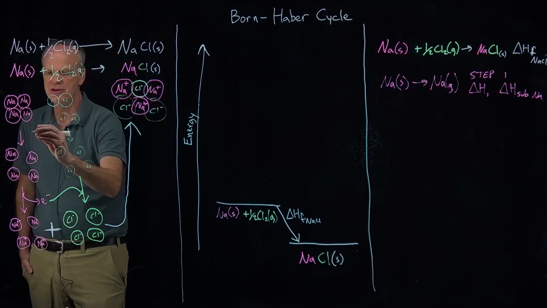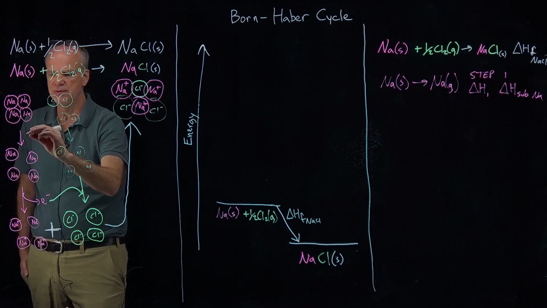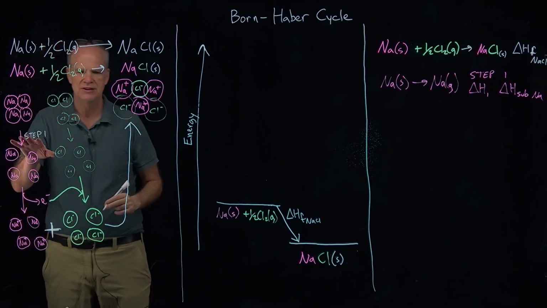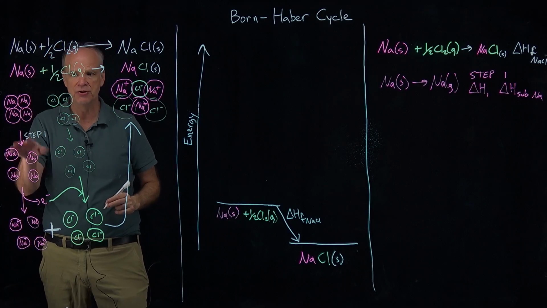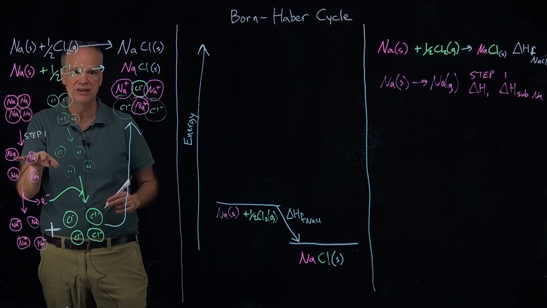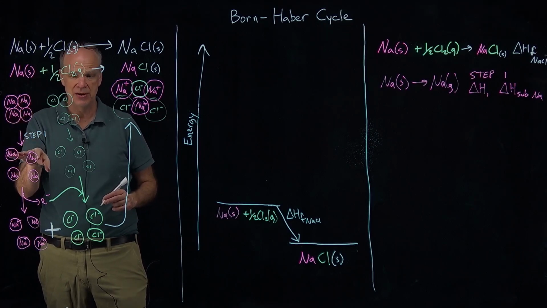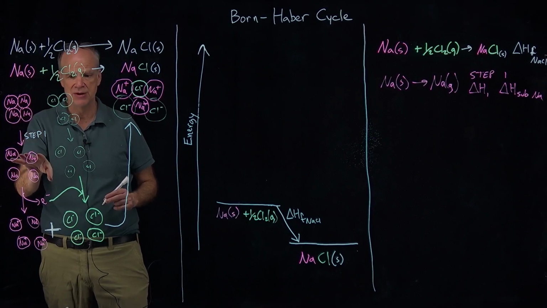So the first step here is usually taken as taking solid sodium metal and turning it into a gas. And so when you take a solid and take it directly to a gas, meaning you skip over the liquid phase, you just go from solid to gas, that is called sublimation. So this step is a sublimation.